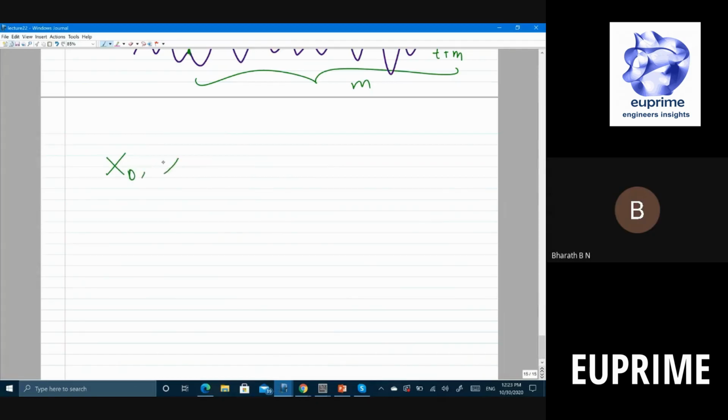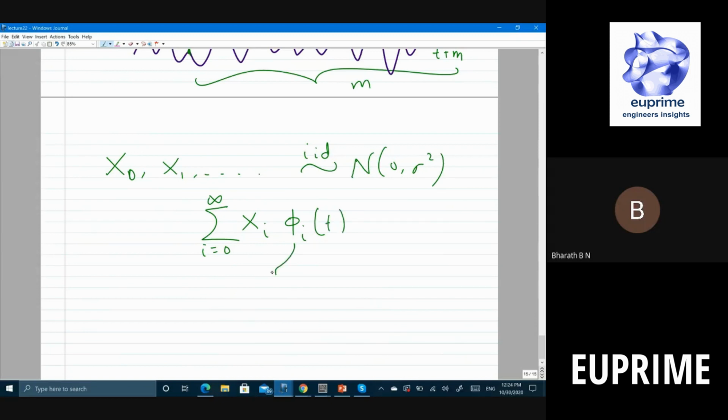Let's look at this. x0, x1, etc. are IID Gaussian with zero mean and variance sigma squared. What I'm going to do is sum over i equal to 0 to infinity of x_i times phi_i of t. What is phi_i of t?